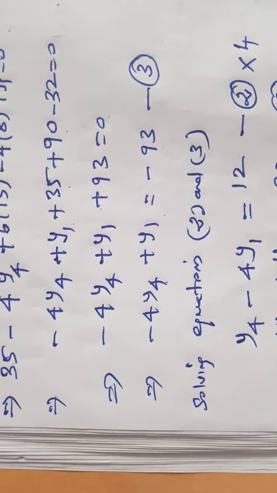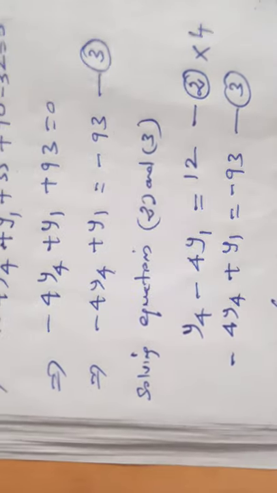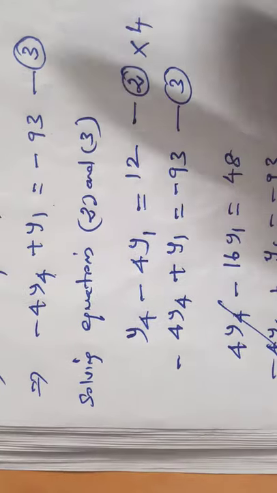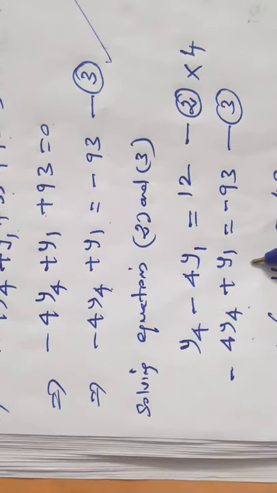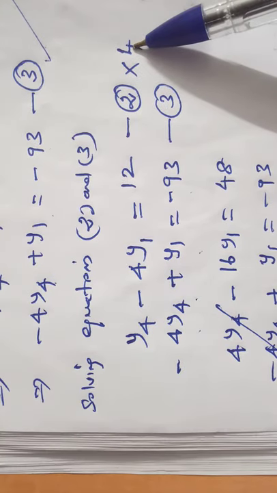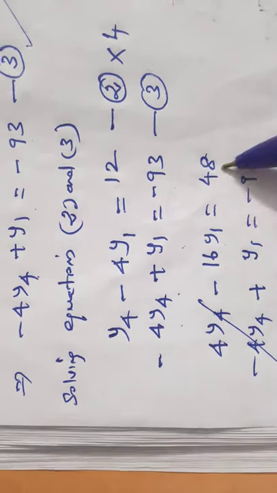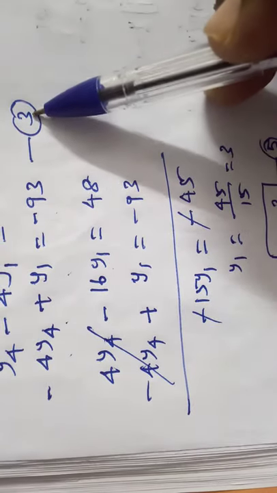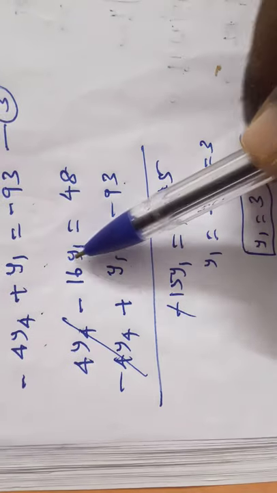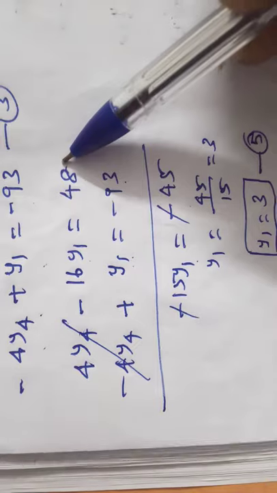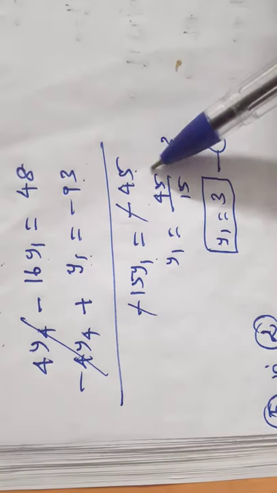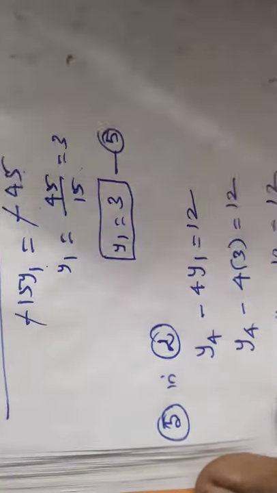Solving these two equations, we will find the final value. Solving equations 2 and 3. Second equation: y4 minus 4 y1 equal to 12. And the third equation is minus 4 y4 plus y1 equal to minus 93. Equation 2 multiplied throughout by 4: 4 y4 minus 16 y1 equal to 48. The third equation as it is: minus 4 y4 plus y1 equal to minus 93. Plus and minus cancel these two terms. Minus 16 y1 plus y1 equal to minus 15 y1, which is equal to 48 minus 93, which is minus 45. Minus signs cancel, so 15 y1 equal to 45. y1 equal to 45 by 15 equal to 3. So y1 equal to 3, which is equation number 5.